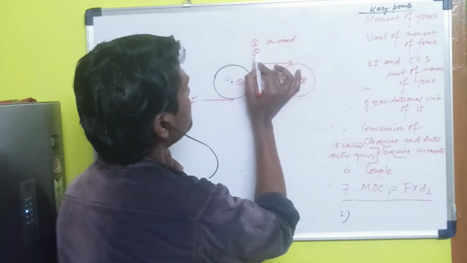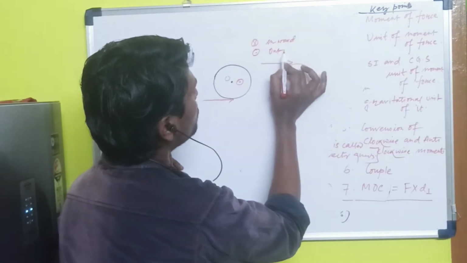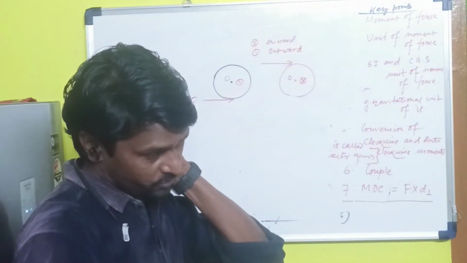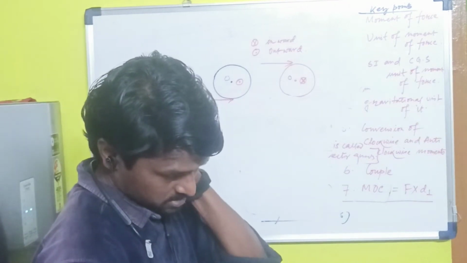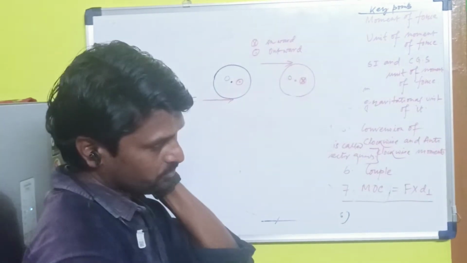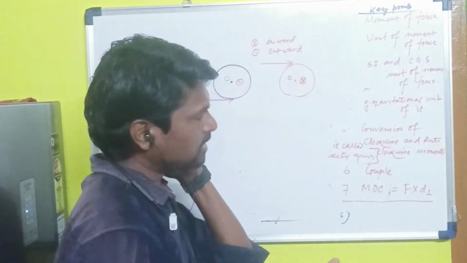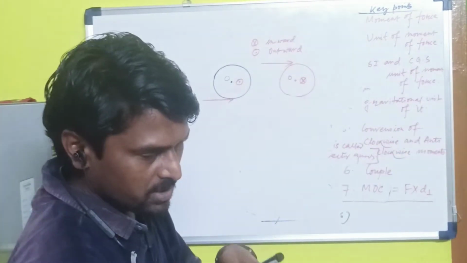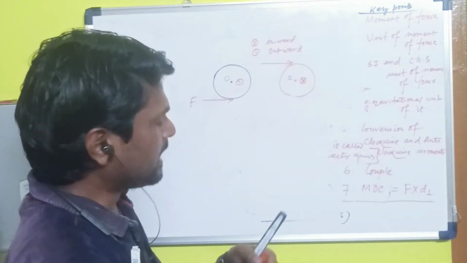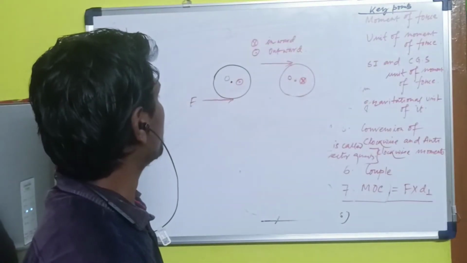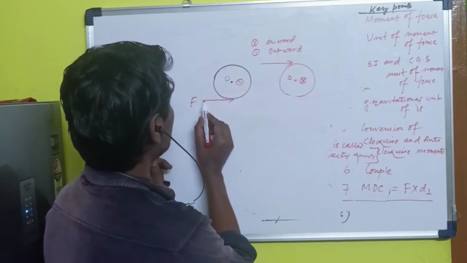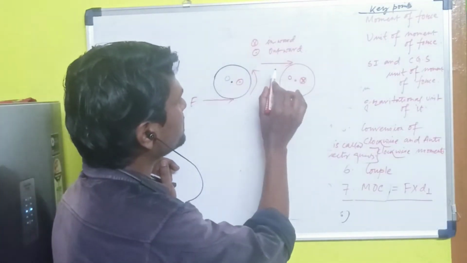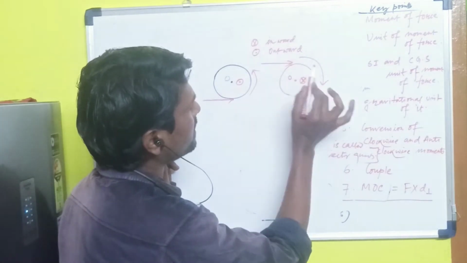And this is outward. It is a representation only, for the viewers and the readers. If on a book this particular sign is given, then you have to think that it is inward to that page, and this one is outward to that page. So if we apply a force along this direction, then it turns anti-clockwise. If we apply a force the other way, then it turns along that particular direction.